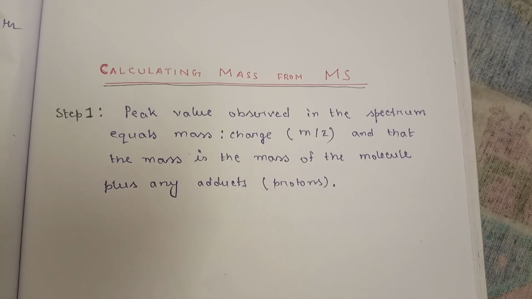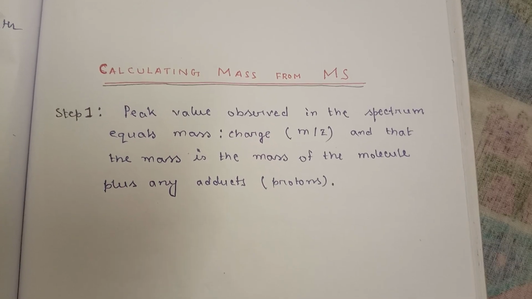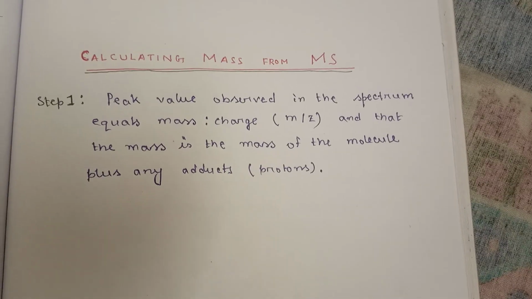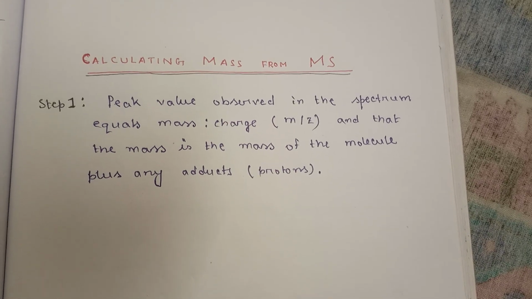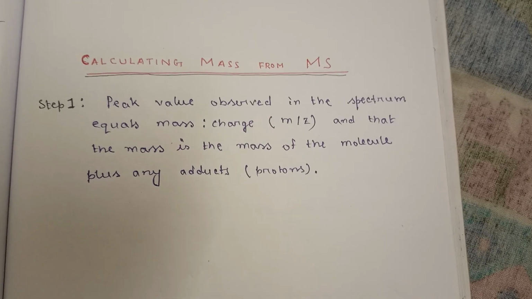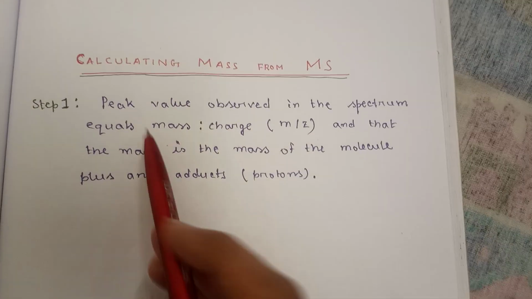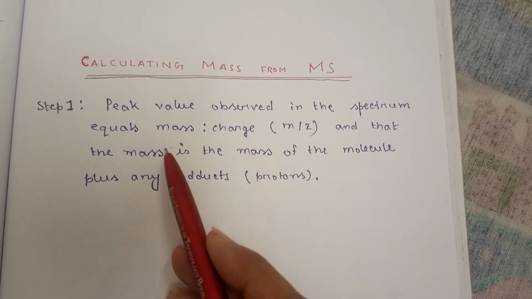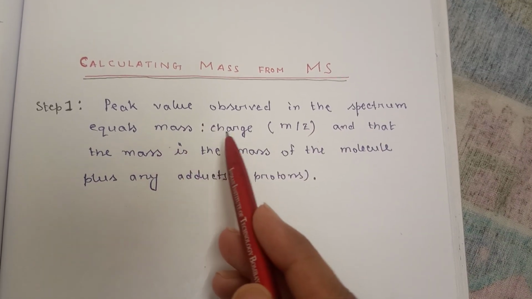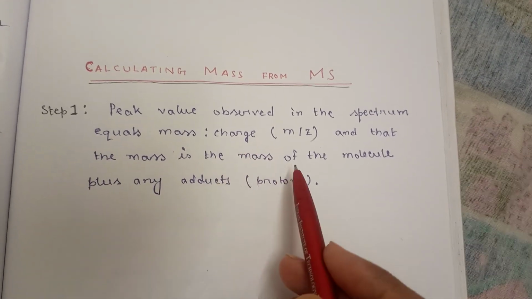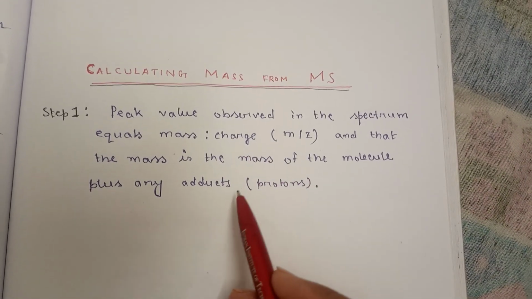So today this will be the third part of the mass spectrometry series. Today we will learn how to calculate the mass from mass spectrometry. There are some steps. Here you can see step 1. There is a peak value observed in the spectrum, that will be the mass-to-charge ratio, or mass by charge, and the mass is the mass of the molecule plus protons.